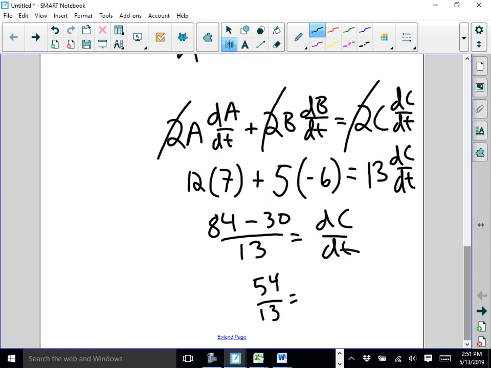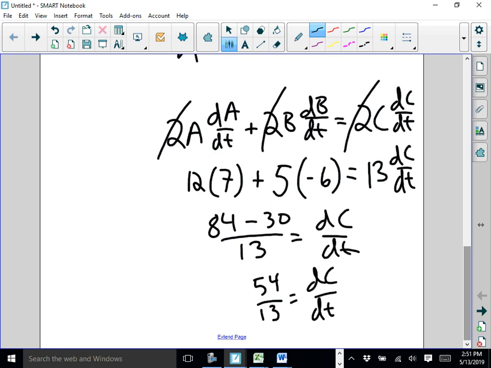My next question for you is, is the distance between the students increasing or decreasing? Well, since the distance between the students is c, and the derivative of c is a positive number, we would say at this instant, the distance between the students is increasing. If I would have gotten a negative number, then I know the distance between the students is decreasing.